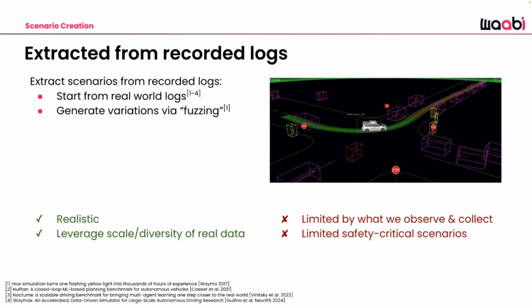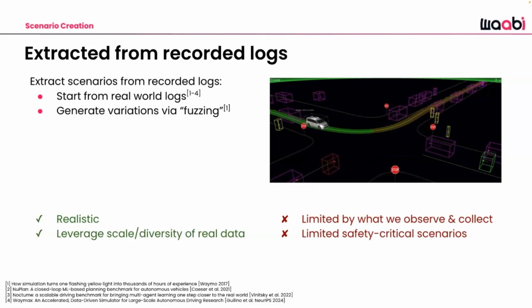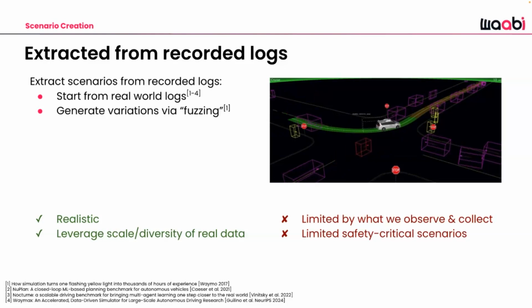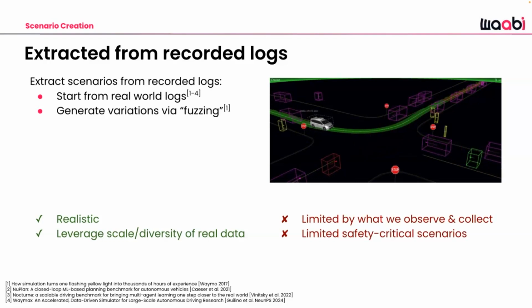The advantage of this approach is that it yields realistic scenarios by definition, and it also allows us to leverage the scale and diversity of real-world data. However, we are still limited to what we can see and collect in the real world, and this can be problematic because everyday driving, especially on the highways, is usually pretty uninteresting for training and testing purposes, right? And we'll also seldom come across safety critical scenarios, but these are precisely the kind of scenarios that we do want to upsample in simulation.